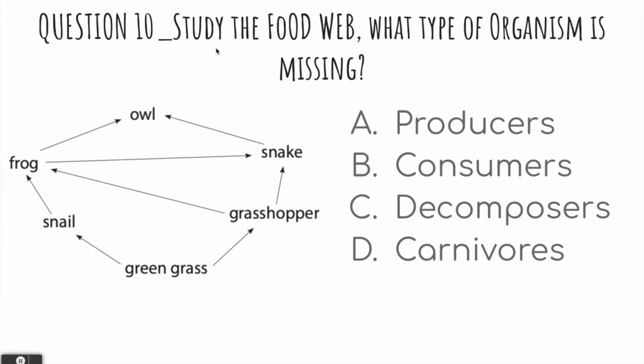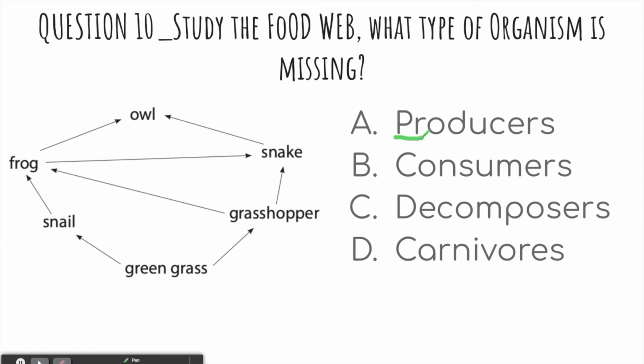Question 10 is asking us to study the food web and identify what type of organism is missing from this food web. Is it A, producers? Is it consumers? Is it decomposers? Or is it carnivores? Let's take a close look at our food web and identify each role.